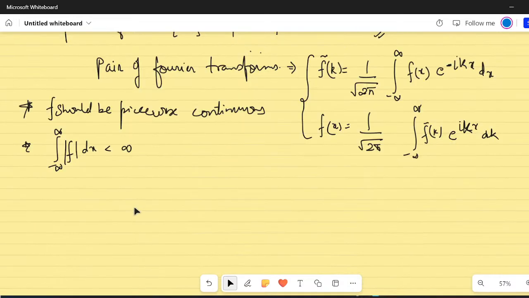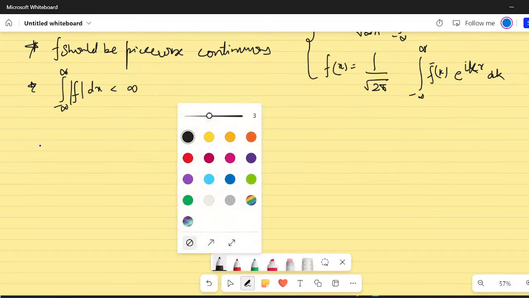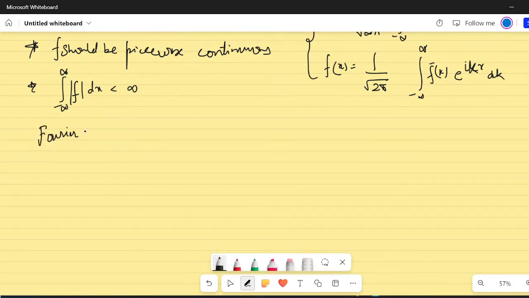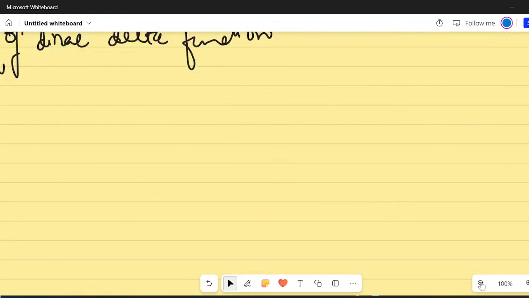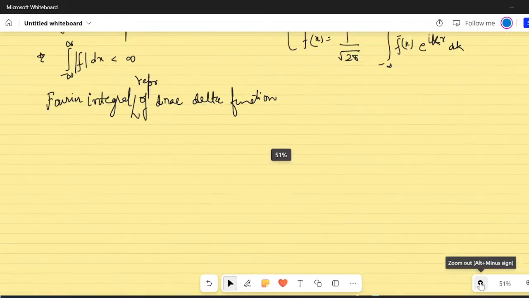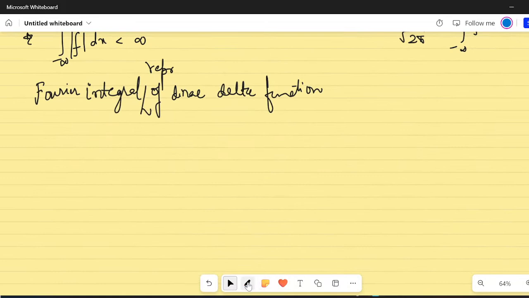One very important result that I told you with regard to the examination is the Fourier integral representation of the Dirac delta function. This is extremely important for you. When it comes to examination, this is an extremely important result. So what is the Fourier integral representation of the Dirac delta function? Let's see. Just give me a minute.